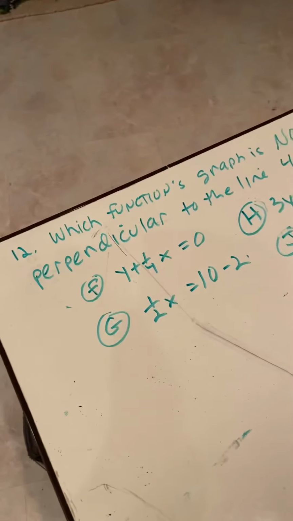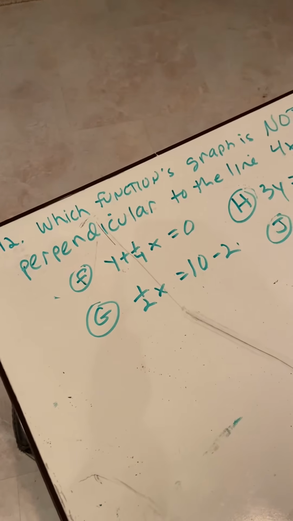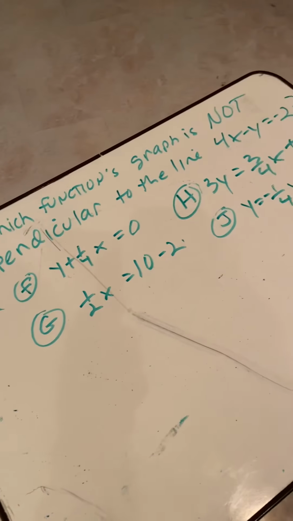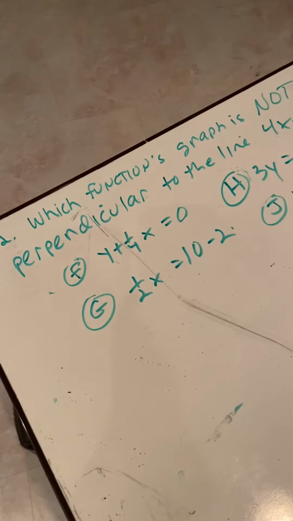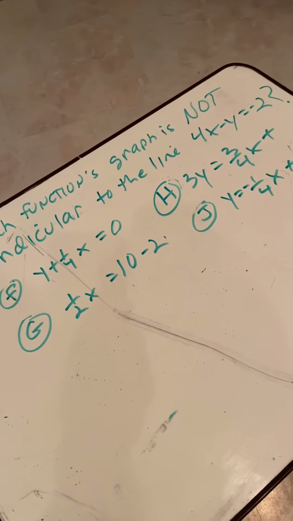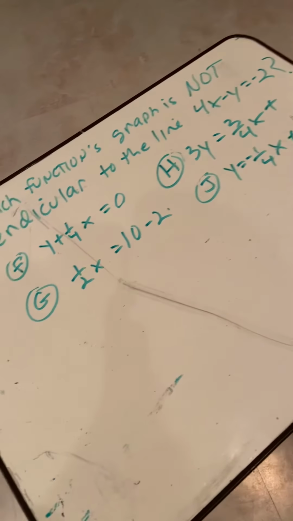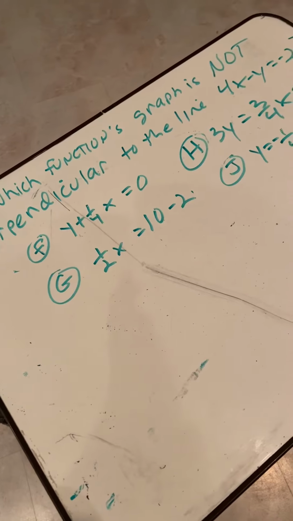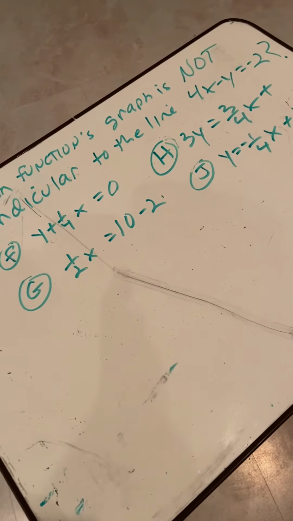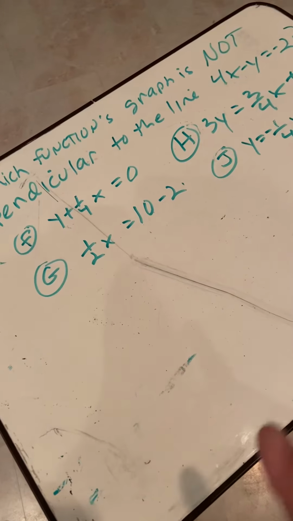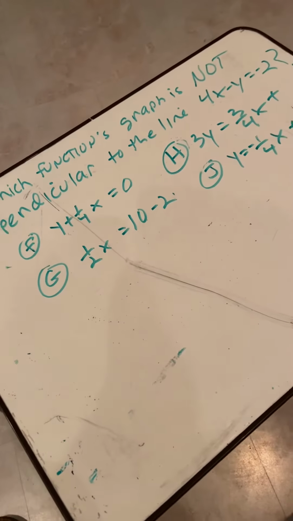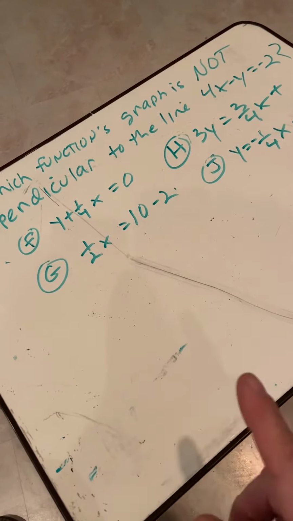Okay, Mackenzie, this is problem number 12, and it states, which function's graph is not perpendicular to the line 4x minus y equals negative 2? And they give us four equations, and one of those is going to be the answer. It's not going to be perpendicular. So before we go any further, let's think of a couple things here first.